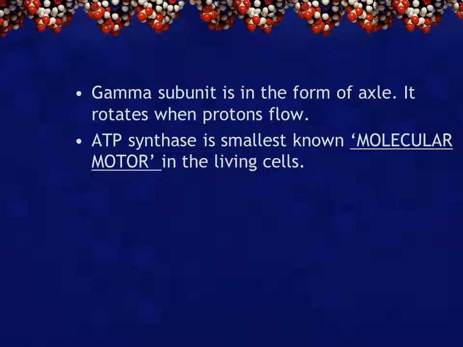So here we can see that the gamma subunit is in the form of an axle. It rotates when protons flow. When protons enter, it rotates, and the process of ATP generation occurs, and the ATP synthase is the smallest known molecular motor in the living cell. So it is a motor by which the generation of ATP occurs, and by this motor the process of chemiosmosis is happening.